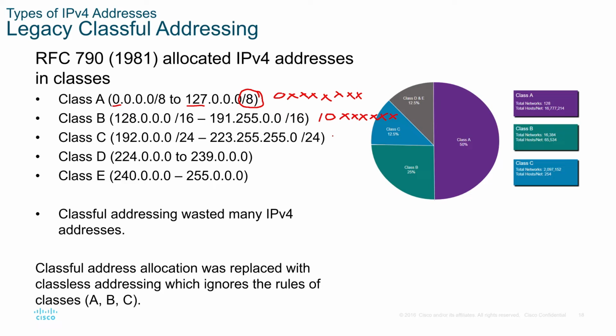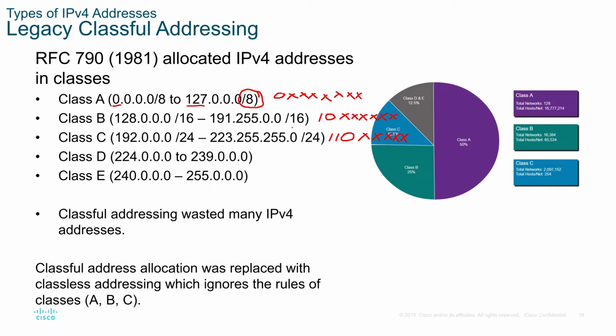A Class C always starts with 1, 1, 0. And the additional 5 bits, again, could be anything. And it allows us to go from 192 to 223 in the first octet, the most significant octet. A default mask is a /24.